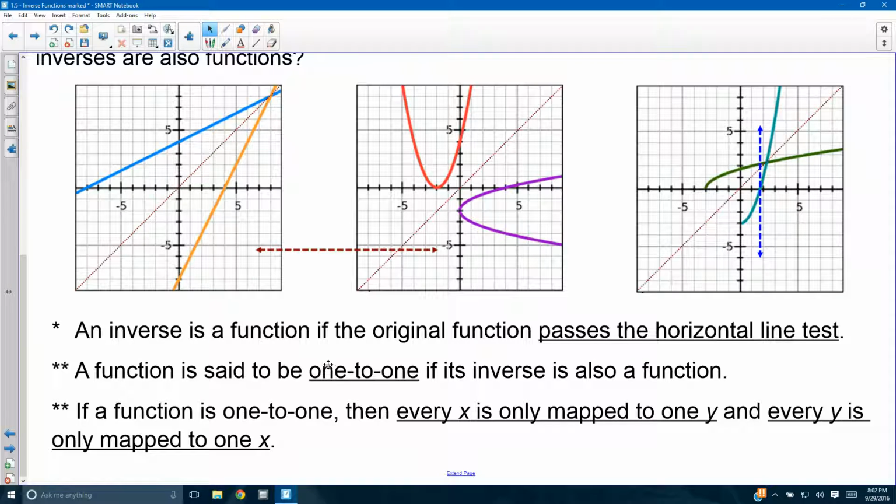So there's this other new key term here called one-to-one. All one-to-one means is that every unique x value has its own unique y value. So if a function is one-to-one, then every x is only mapped to one y, which is true for every function. But also, if the inverse is a function, then every y in the original is also only mapped to one x. So let's take a look at an example that's not one-to-one, like this one right here.